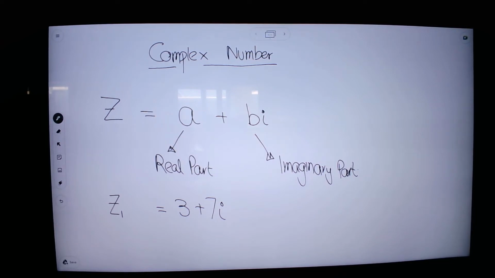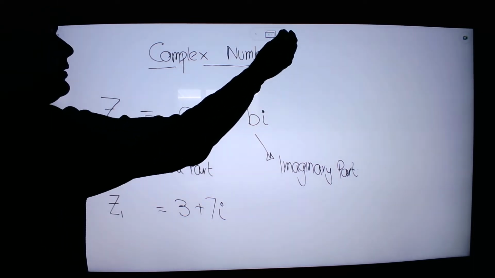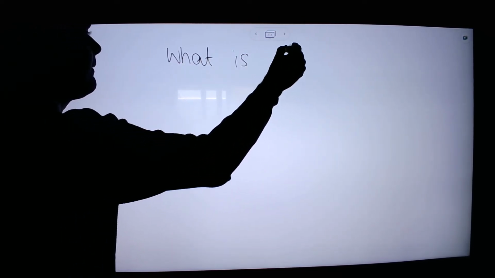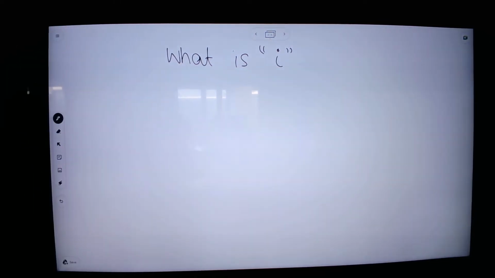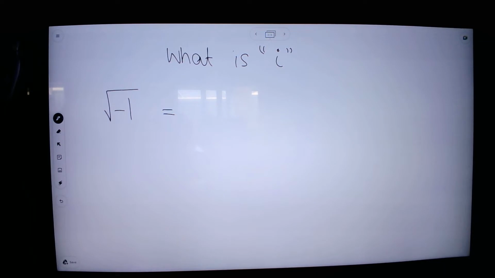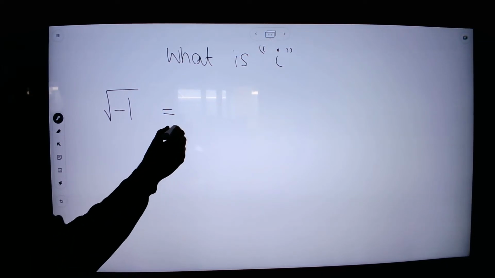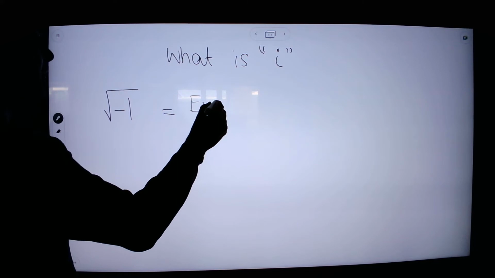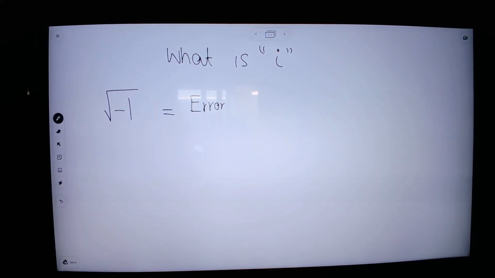Now what is an I? It is the imaginary part. Now for the I, if you do square root of minus 1 in your calculator, your calculator will give you an error, unless you are in complex mode. Now how do we go into complex mode?